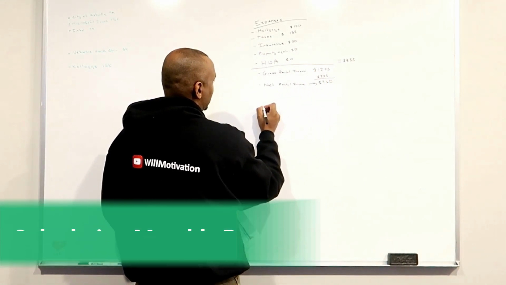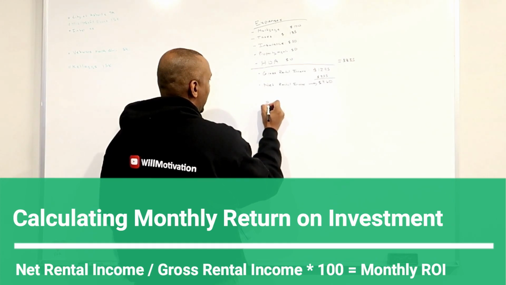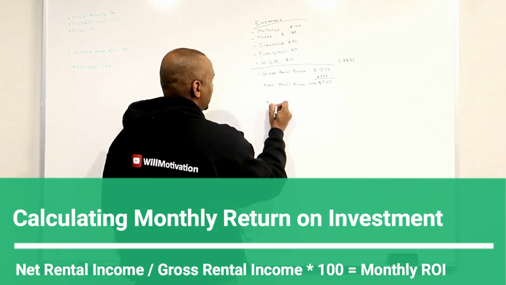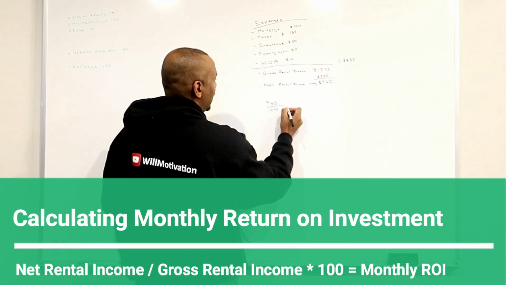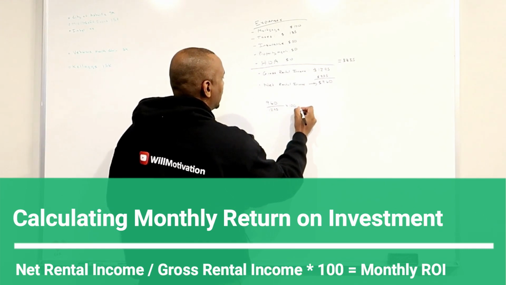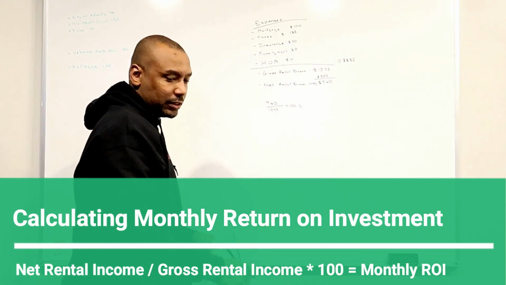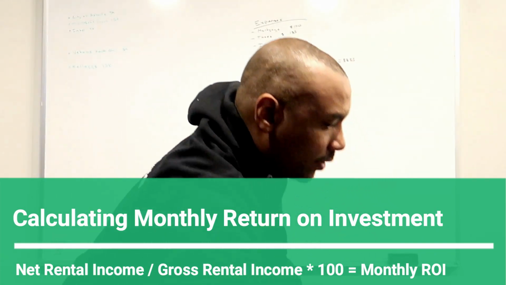and your net. So you basically divide your net, 960, divided by your gross, 1295, and then multiply that times 100. And that will be your monthly ROI. So let's do that real quick. Got a calculator.